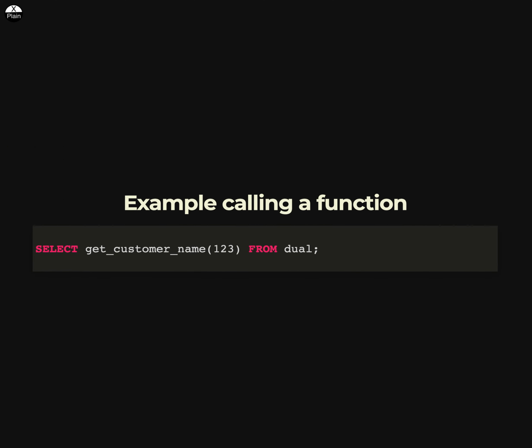And here is an example of calling a function getCustomerName. This statement calls the getCustomerName function and passes it the value 123. It returns the name of the customer with a customer ID of 123.